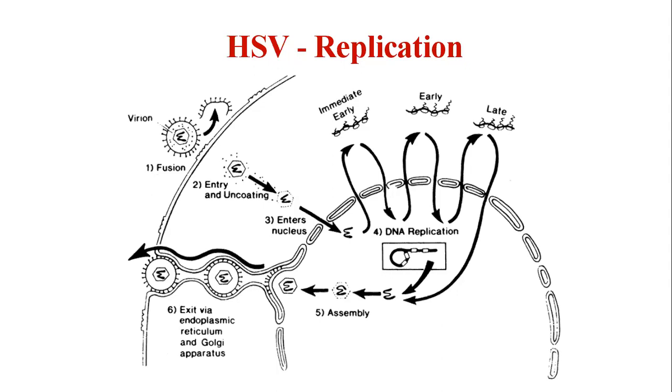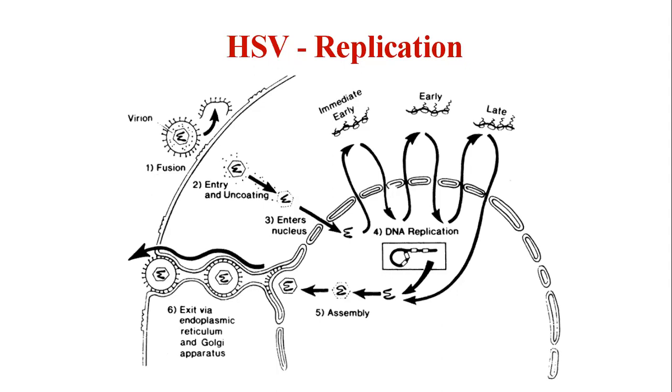So then some carrier protein will guide the viral DNA to the nuclear membrane, and then they will enter through the nuclear pore, and after entering within the nucleus, they start DNA replication as well as transcription. So by the process of transcription, they are actually preparing mRNA using the host cell RNA polymerase.